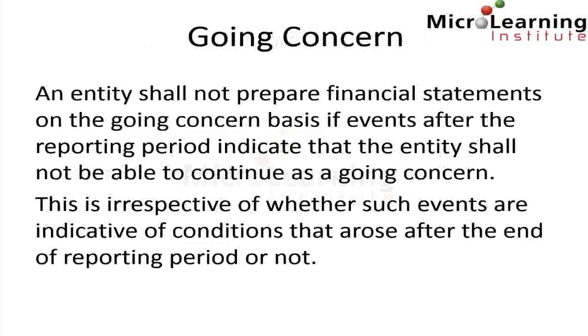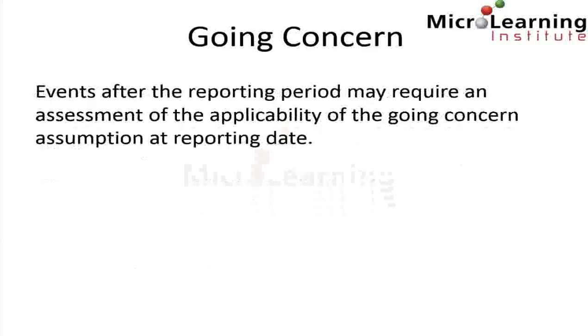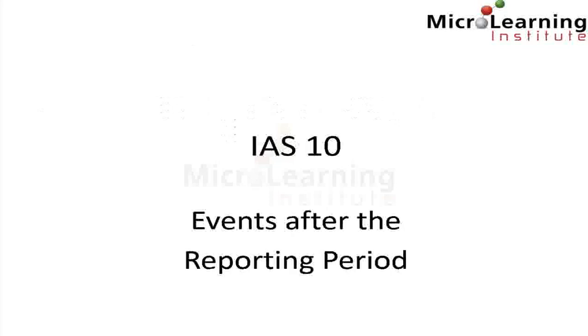The accounting framework says that an entity shall not prepare financial statements on the going concern basis if events after the reporting period indicate that the entity shall not be able to continue as a going concern. This is irrespective of whether such events are indicative of conditions that arose after the end of the reporting period or not. Events after the reporting period may require an assessment of the applicability of the going concern assumption at the reporting date.